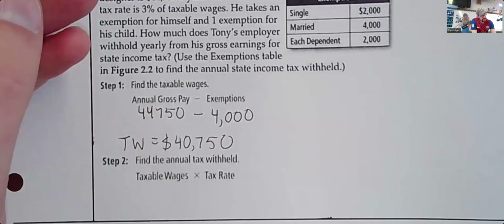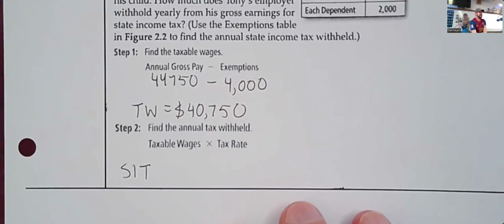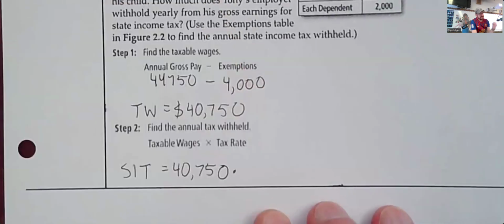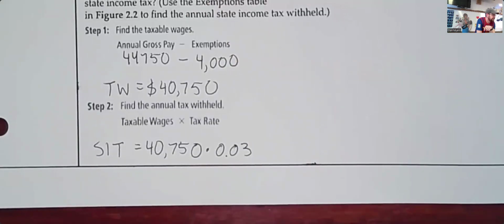So let's just say, instead of FIT, let's write SIT. Yesterday was FIT, federal income tax. Today is SIT, state income tax, equals the wages, $40,750 times, what's the tax rate in his state? 3%. What do we write as a decimal? 0.03. Good. So 40,750 multiplied by 0.03. What is the annual? $1,222.50.